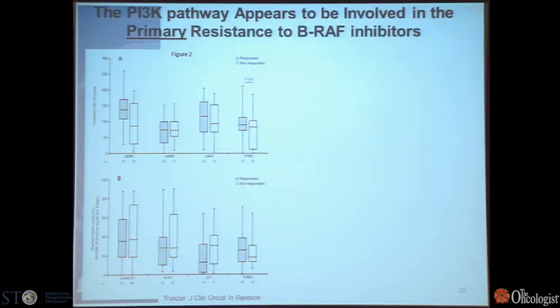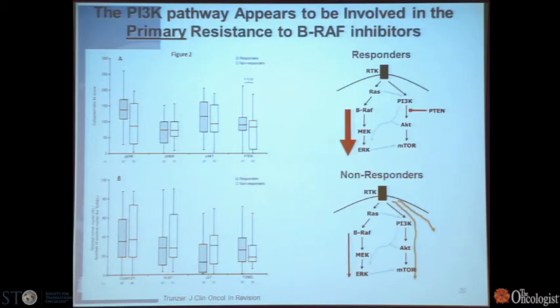So we were asking why the response rate to B-RAF inhibitors is only 15%. When we were part of the phase 2 trial of single-agent vemurafenib and we collected tumor biopsies before treatment, we asked the question, what can predict a response to vemurafenib? And what turns out is that if your tumor does not express PTEN immunohistochemically, that will make you a non-responder.